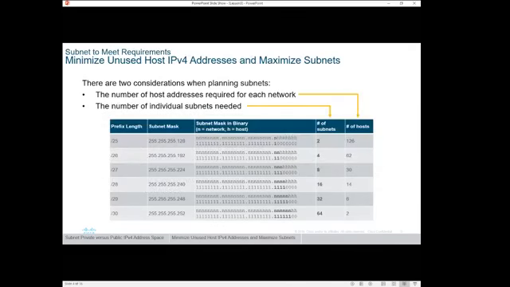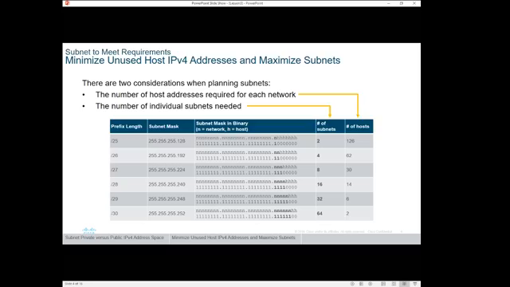Now, when we're talking about trying to manage the set of addresses, especially when it comes down to the private addresses, there are two considerations when you're going to start planning your subnets. The first one is you need to look at the number of host addresses that are required for each network. And then you also need to look at the number of individual subnets needed.